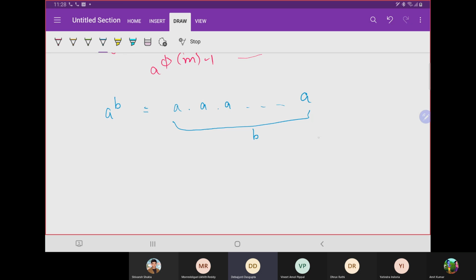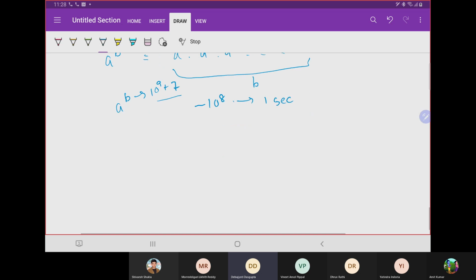But is this feasible? This is not at all feasible. If b is of the order of 10 power 9 plus 7, you can only do 10 power 8 computations at max in 1 second, and you need to do a lot of other processes also with this number. So doing 10 power 9 plus 7 products is not feasible for us. So what can we do instead?